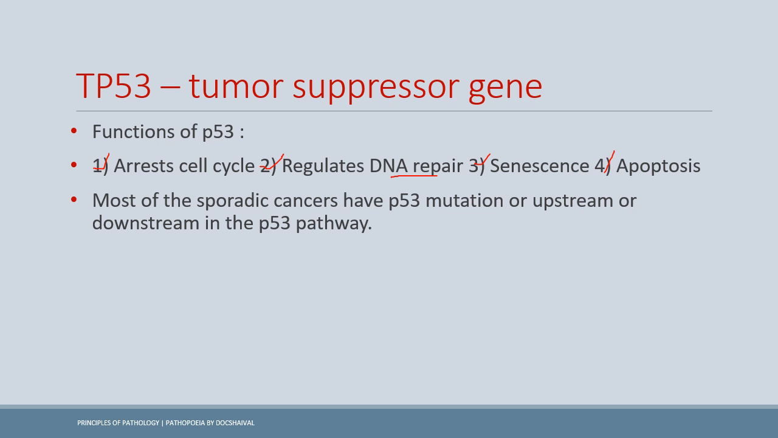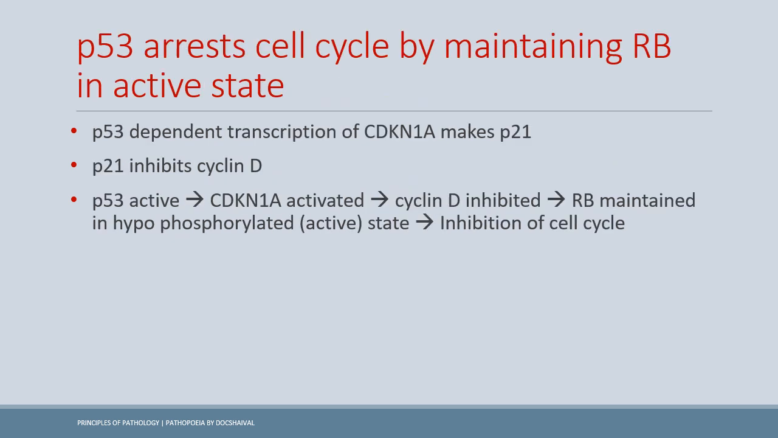Now, the sporadic cancers have the P53 mutations, and as I've already stated, the mutations are not limited to the tumor suppressor gene itself, but also to the upstream and the downstream pathways. Let's say the retinoblastoma gene is defective, then that would appear as a damaged P53. So just keep this in the back of your mind that there may be some problem in the downstream or upstream pathway also. Okay.